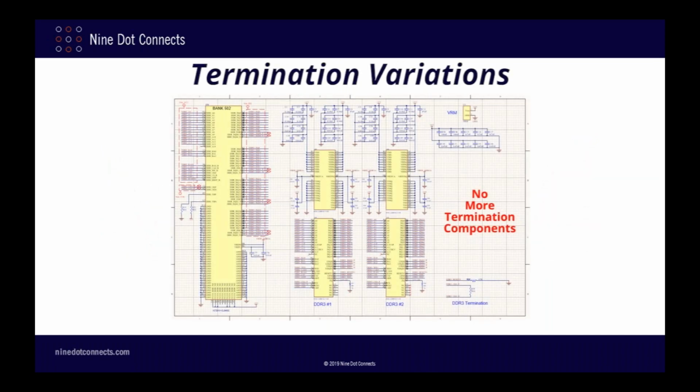Now let's explore some variations on this theme and try some other termination schemes. First off, we'll see what happens with no termination at all. To do this, I'm going to remove all of the components and traces associated with the ACC termination. I could probably just have turned off the VTT supply, but wanted to get an absolutely clean simulation without having the trace stubs hanging off.